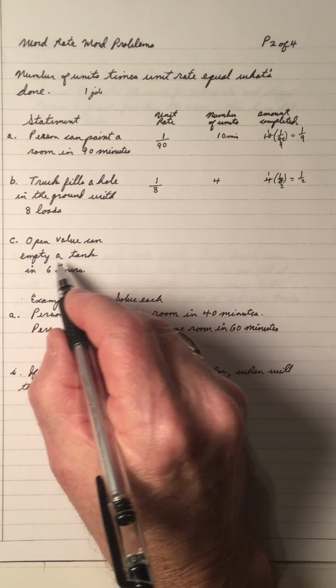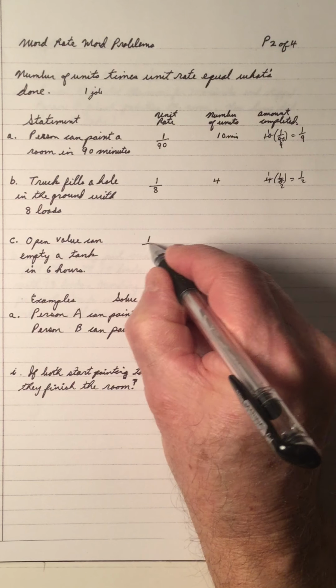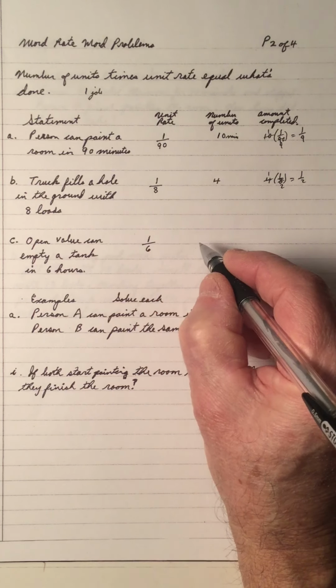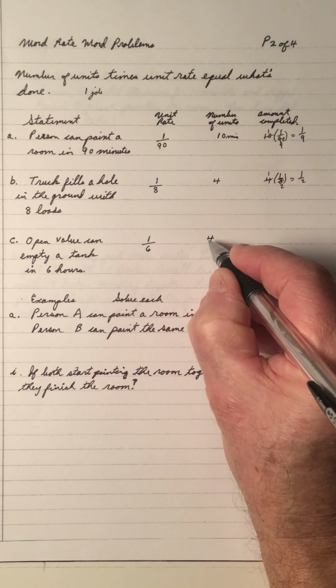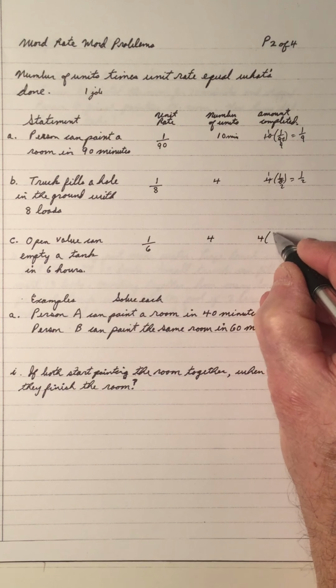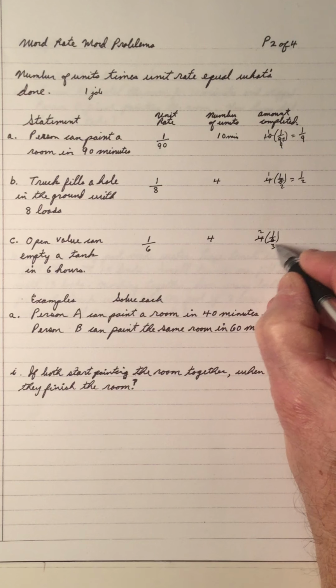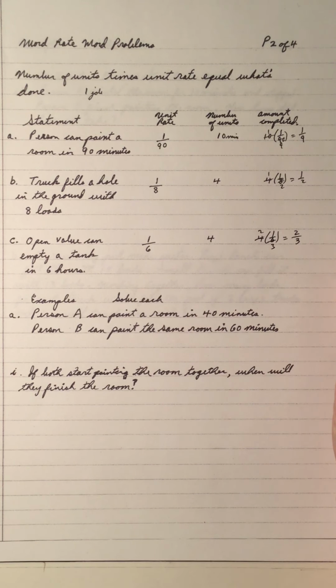An open valve can empty a tank in 6 hours. That means in 1 hour, the open valve will empty 1/6 of the tank. And if it works for 4 hours, it'll do 4 times 1/6. 2 and the 4 goes 2, 2 and the 6 goes 3. So in 4 hours, you'll have 2/3 of the job done.